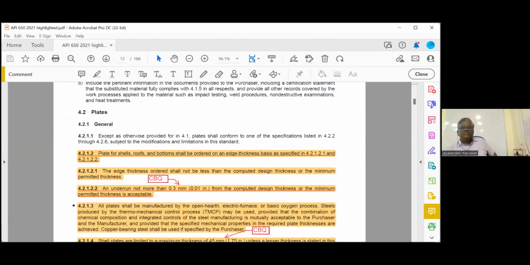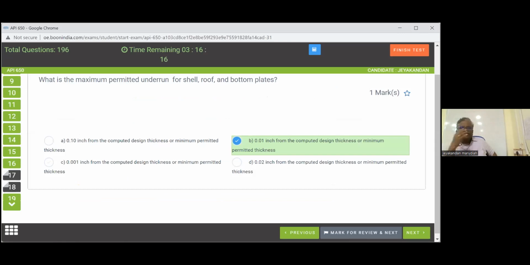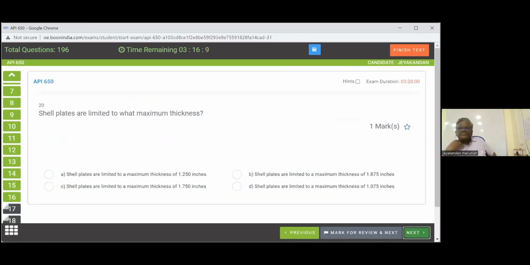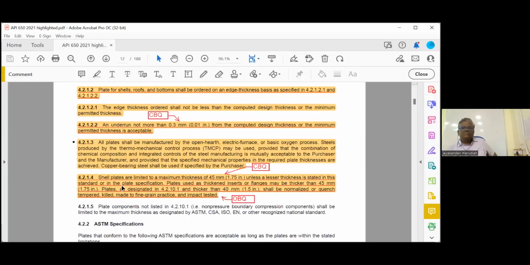Next one: shell plates are limited to what maximum thickness? Okay, shell plate maximum. 1.75 inch. Shell plates are limited to a maximum thickness of 1.75 inch. Where is it given? Here: shell plates are limited to a maximum of 1.75 inch.